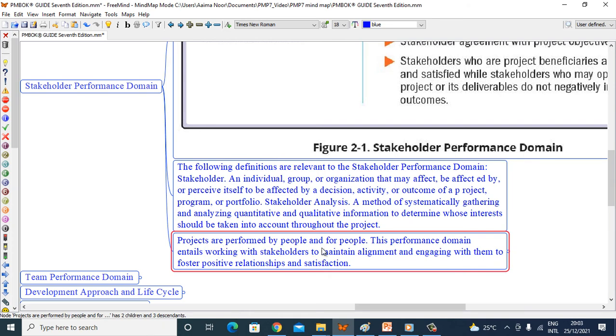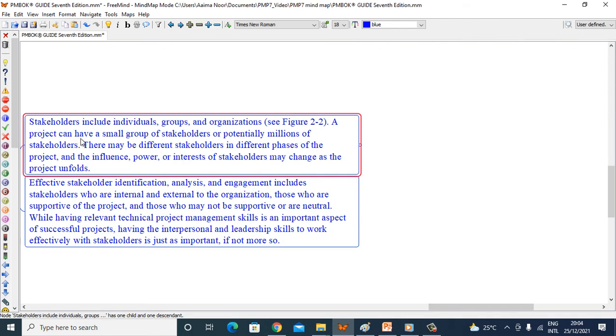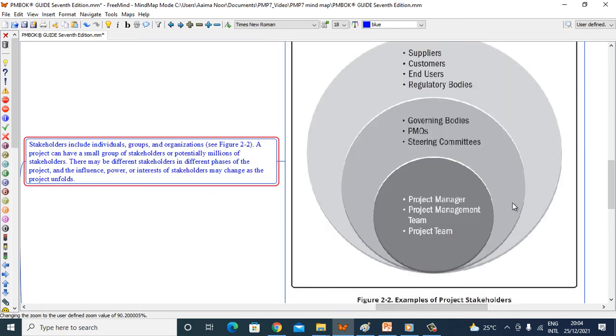Projects are performed by people and for people. This performance domain entails working with the stakeholders to maintain alignment and engage with them to foster positive relationships and satisfaction. Stakeholders include individuals, groups, and organizations. A project can have a small group of stakeholders or potentially millions of stakeholders. There may be different stakeholders in different phases of the project, and the influence, power, or interest of stakeholders may change as the project unfolds. This figure shows examples of project stakeholders.